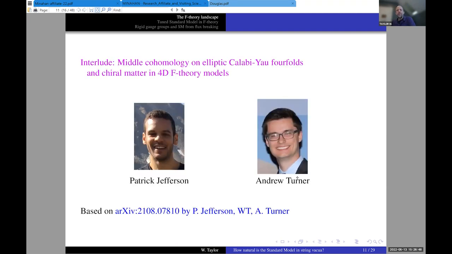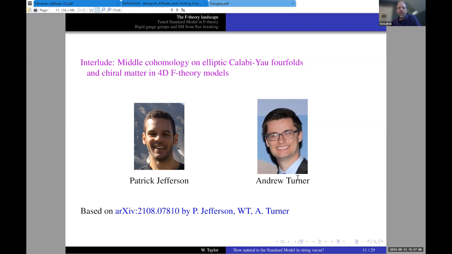So let me now turn to a slightly more technical aspect of the talk and give a little interlude on a mathematical piece of structure, which gives us a powerful set of tools that will enable the two constructions I just talked about. This is some work done with Patrick Jefferson, who's a postdoc at MIT. Patrick is fantastic, and I think he'll be looking for jobs in the fall, so I urge you to consider him. And Andrew Turner, who's a former student, now a postdoc at UPenn, also an excellent physicist. With these guys, we recently put out a paper where we systematically looked at what seems like a technical issue, the middle cohomology on elliptic Calabi-Yau fourfolds.